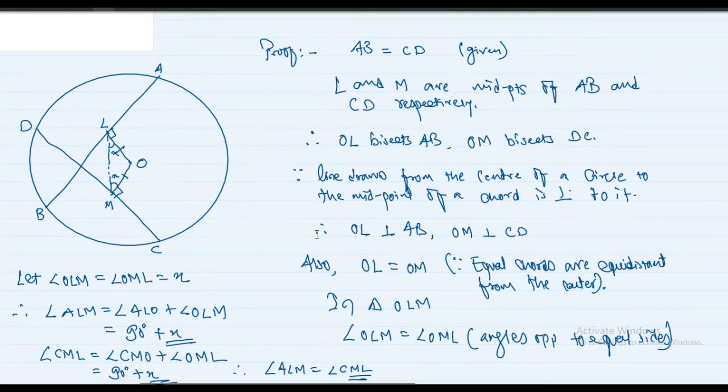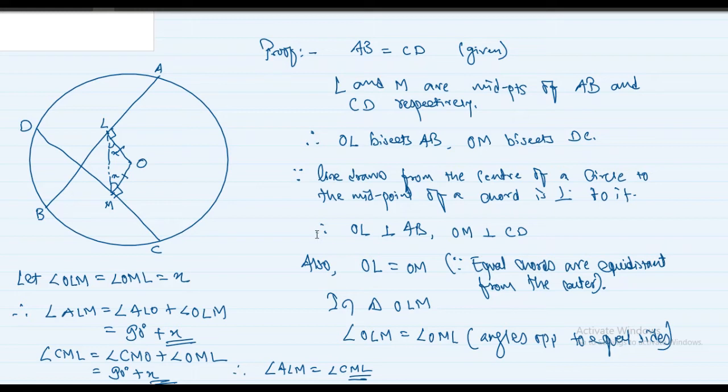So you should understand the steps which I have used to prove these things. First, it is given that both the chords are equal. So L and M are midpoints of both the chords. So OL and OM will bisect both the chords. So OL and OM will be perpendicular to the chords because the line drawn from the center of the circle to the midpoint of a chord is perpendicular to the chord.